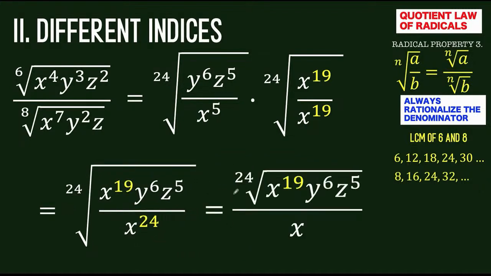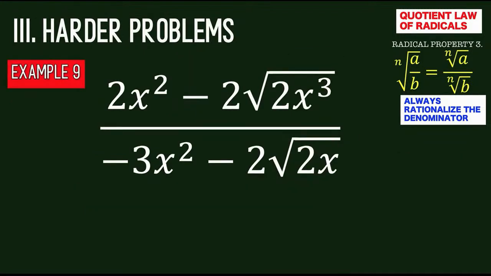So we can now simplify this as the 24th root of x to the 19th, y to the 6th, z to the 5th, all over x. The denominator is now a rational number. This is now our answer. Now, let's have a case when you have multinomial over a multinomial. This is a harder case.